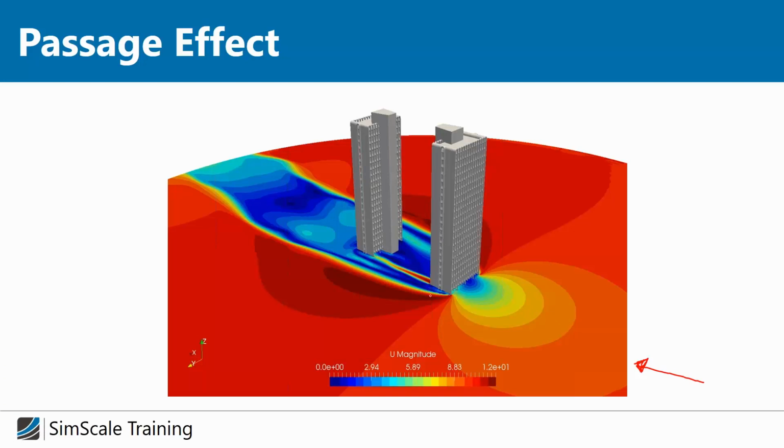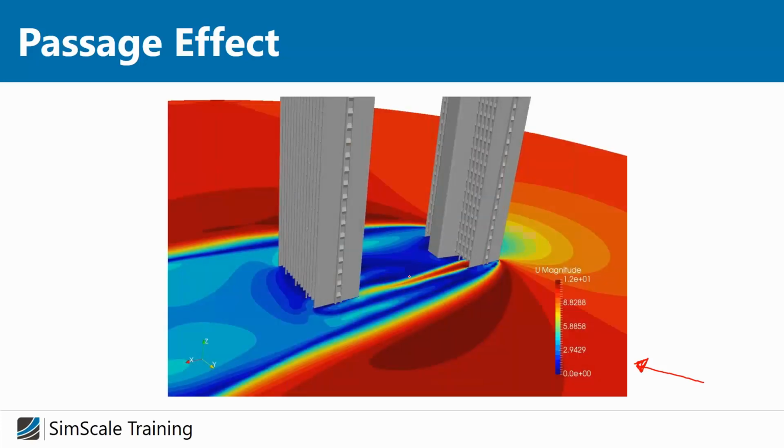And the first building is creating a kind of wake. And the second building is inside the slipstream of the first building. The result of this is that we have this very big windstill area behind the buildings. But if you take a closer look, you can see that here is a red zone. And this is basically like a jet.